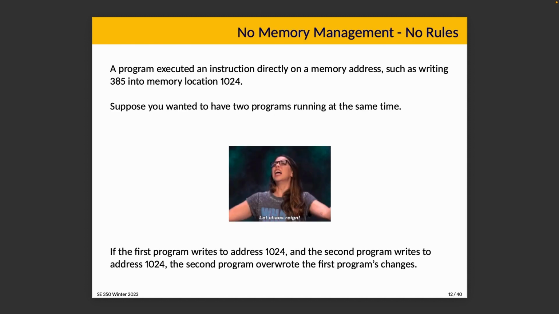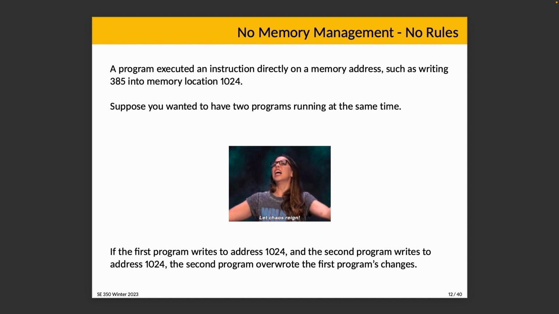Okay, and so a program would execute an instruction directly on a memory address. So you want to write 385 into memory location 1024, and it gets the job done. Immediately, though, if you have more than one program, one process, running at a time, as you may imagine, chaos can reign. If the first program writes to address 1024 and the second program intends to do the same, the second program overwrites the changes of the first program, and it probably results in an error, maybe a crash.